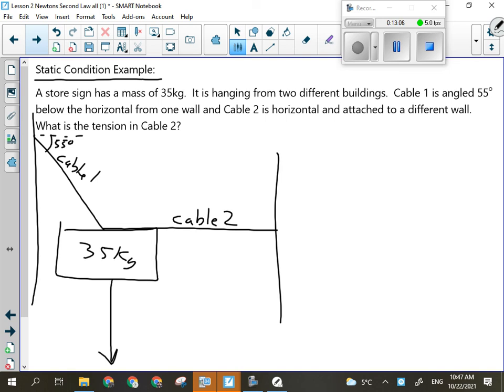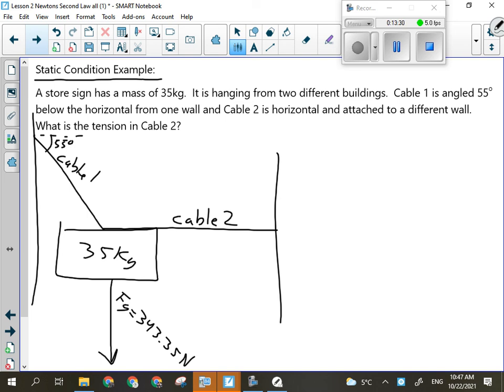Can I calculate that force? Yes. Okay, so 35 times 9.81 gives 343.35 newtons. Okay. That's all I can calculate right now.